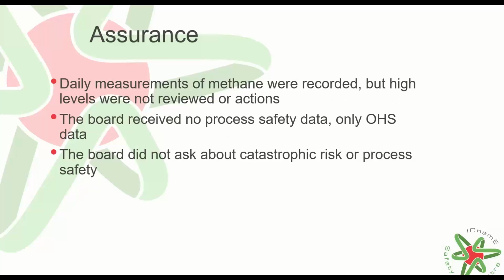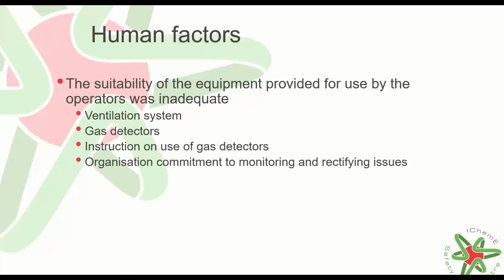From the assurance perspective, the daily measurements of methane were recorded, but high levels were not reviewed or any actions taken, as I just said. The board received no process safety data in their reports. They only got OHS-related data. They did not ask about catastrophic risk or process safety at all in their board activities, and so they were not seeking assurance on any of the safety aspects that were going on.